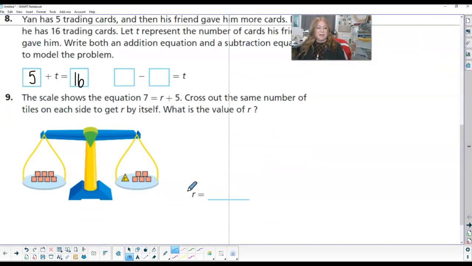Okay, and number 9, the scale shows the equation 7 equals r plus 5. So here's our 7 we can see. Here's our r, and here's our 5. R plus 5. These need to equal each other. Cross out the same number of tiles on each side to get r by itself. So, right, this tile matches this tile. This tile matches this tile. So finish until you don't have any more matches, and whatever's left over here will tell you what r equals.